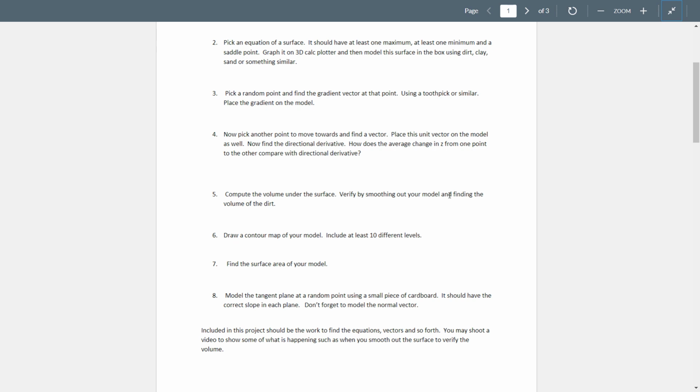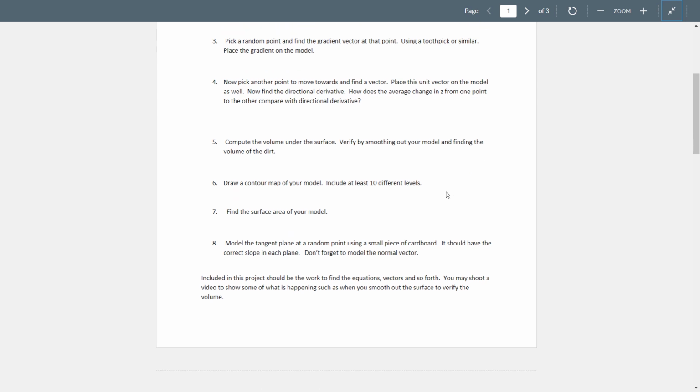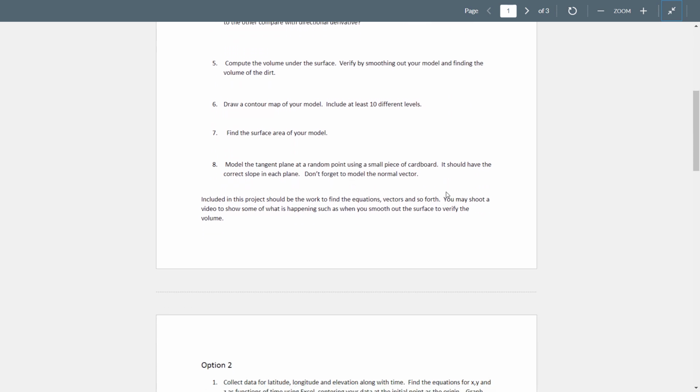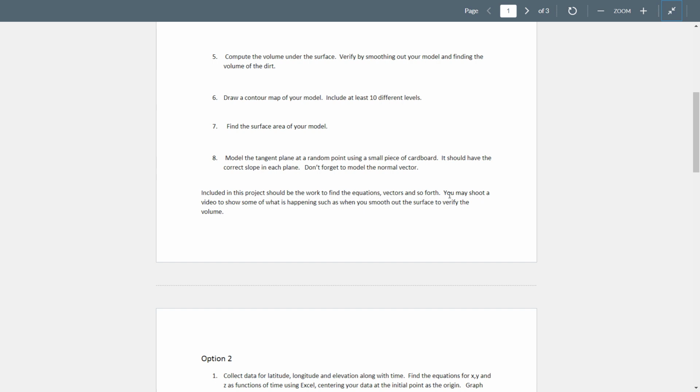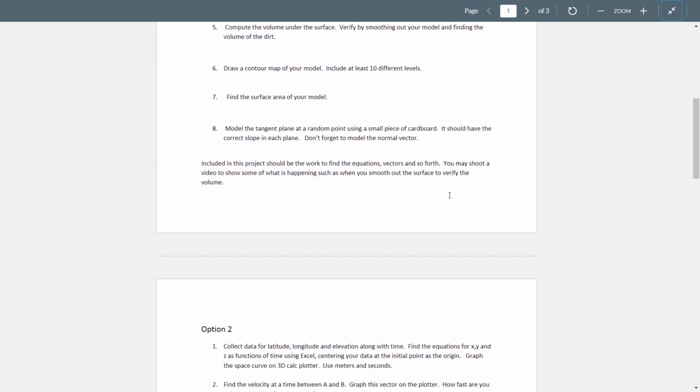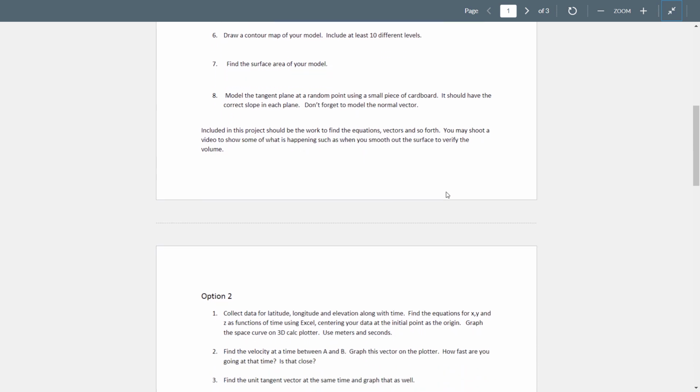Draw a contour map using 3D Calculator, with at least 10 different levels. Find the surface area of your model. I put up a video on how to do surface area. We're not going to do it for anything except this particular project. You don't need homework for it, but the link to it is right by the project.